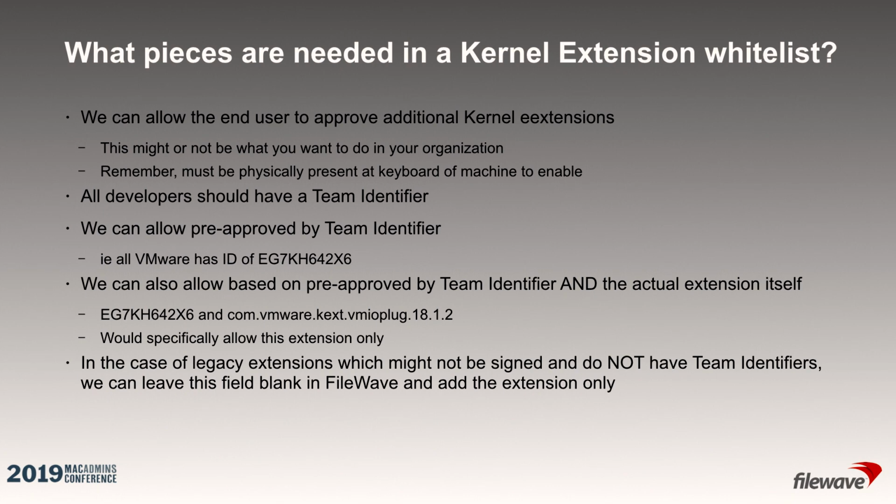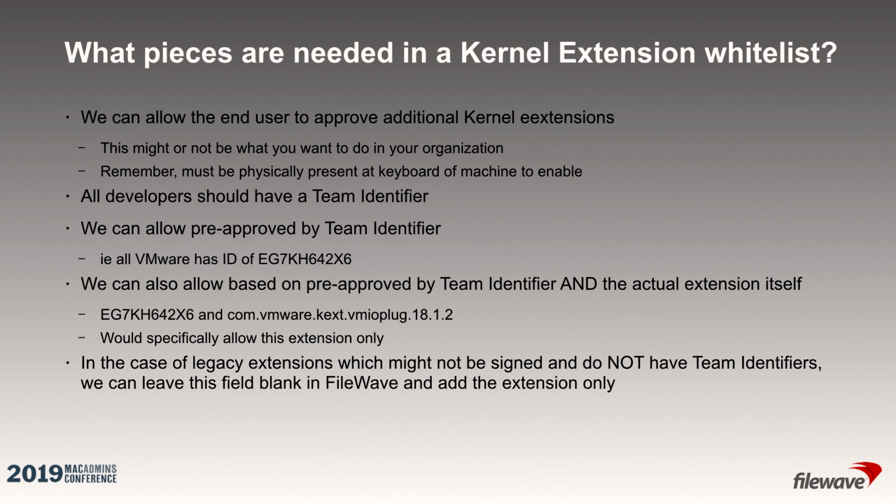We can also, like I mentioned, go by the actual extension, and what I have below is that same number, the team identifier, and then the com.vmware.kext.vmio plug 18.1.2, et cetera. That is the actual extension name. So I can go either way when I create this profile, and that would only allow that specific extension from VMware. The whole idea is it doesn't have to be on the machine yet. So if we're telling it ahead of time, hey, if this extension comes your way, yes, it's okay. You can install it.